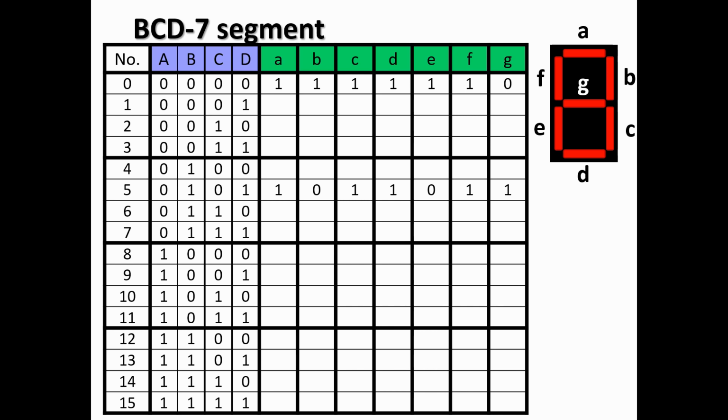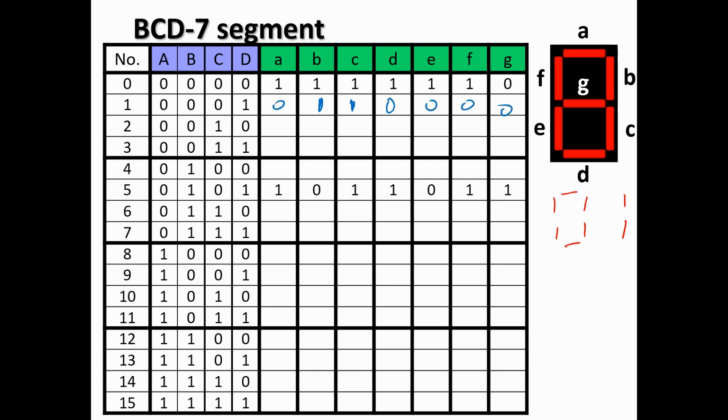For example, in this case, we have a 0, and to form a 0, I have this one, this one, that one, and that one. All of them are on except for the G. Another example would be the 1. How do we form a 1? We usually form it like this, so we only have the B and the C on, and the rest of them are zeros.